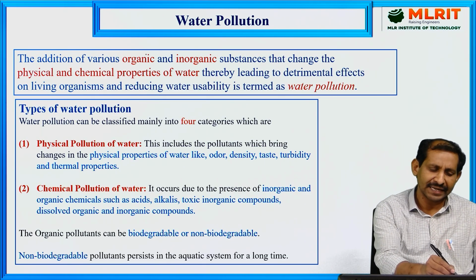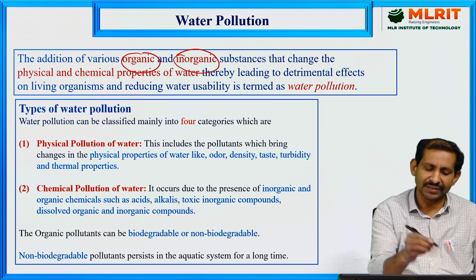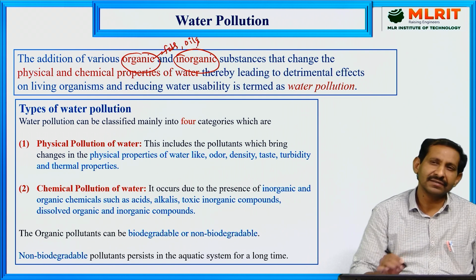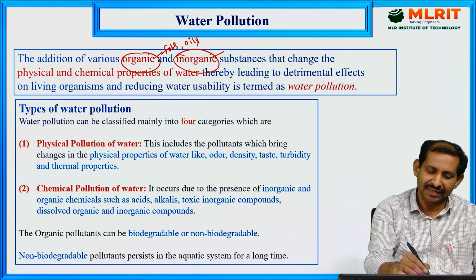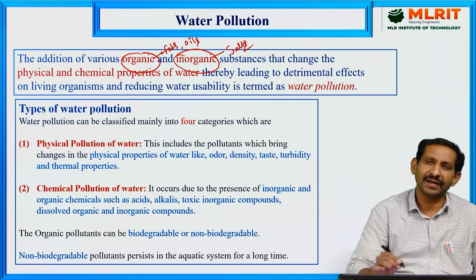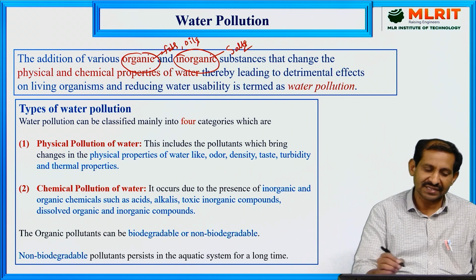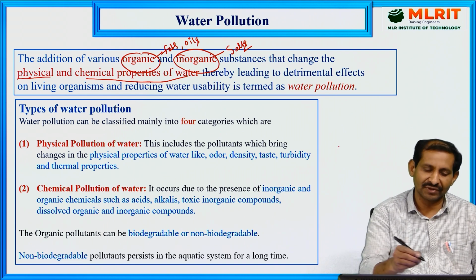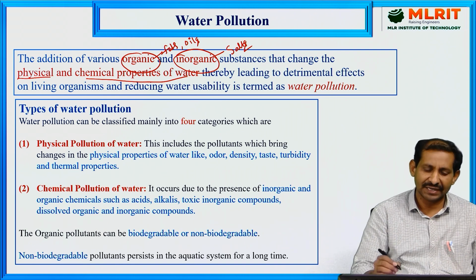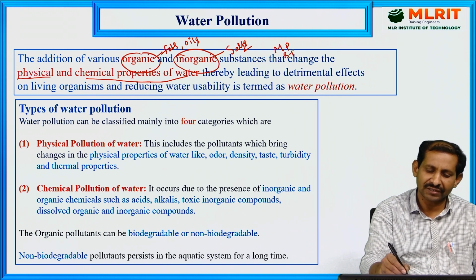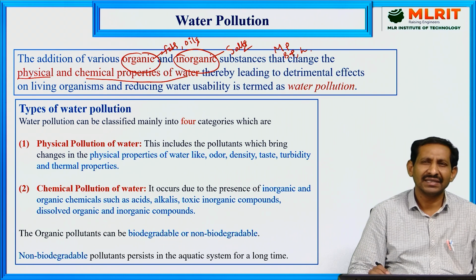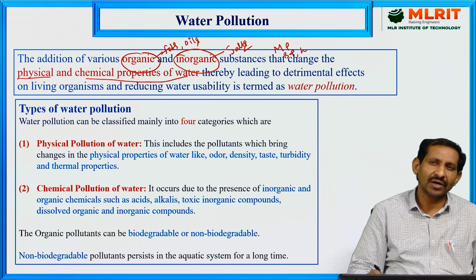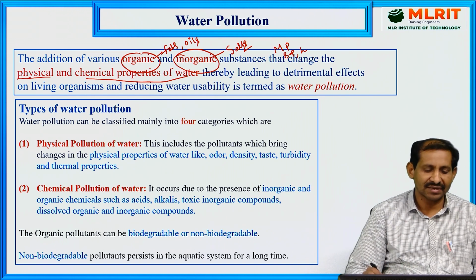Water pollution means the addition of organic and inorganic components. Organic substances are things like fats and oils. Inorganic substances are things like salts; all salts come under the inorganic category. These substances change the physical and chemical properties of water. For example, when inorganic salts are mixed with water, physical properties like melting point, boiling point and heat of combustion change. The chemical properties, like reactivity, hardness and turbidity, will also change.